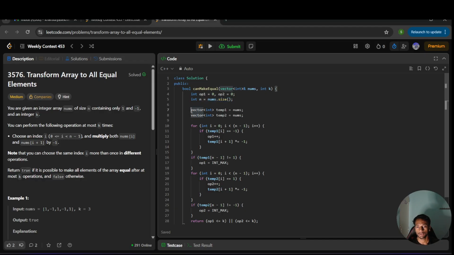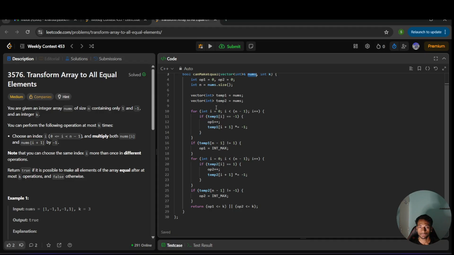So I have taken two temporary arrays. One is to convert all the numbers to 1, because I do not want to modify the input array. So that's why I have taken two temporary arrays. Now what I have to do? This is temp1, this is temp2. Both are actually the same initially.